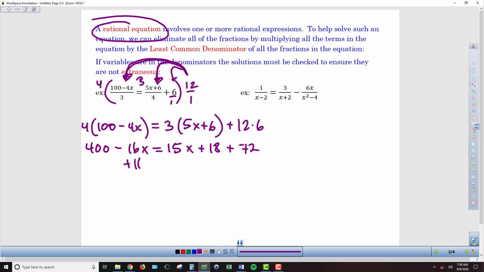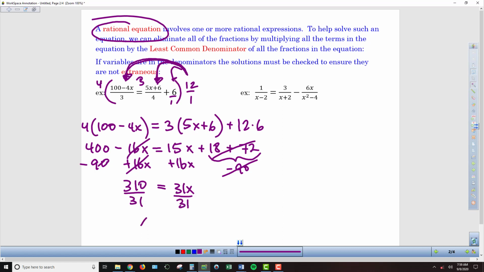So I'm going to add 16x. I'm a fan of having my variables end up positive. So that means I'm going to have to take this 90 here. 72 plus 18 gives us 90. So I'm going to subtract 90 from both sides. So I end up with 31x over here on the right, and that was a 90 there. 400 minus 90 is 310. And so then just divide by 31, and so we get x equals 10.